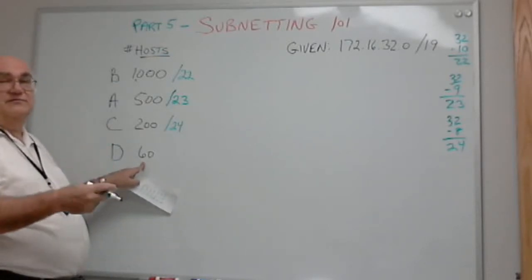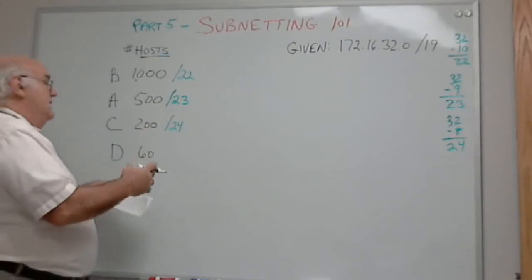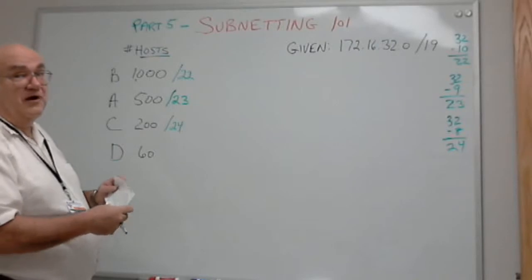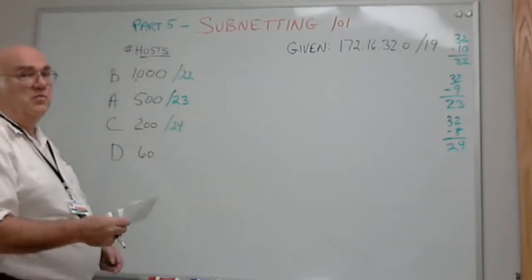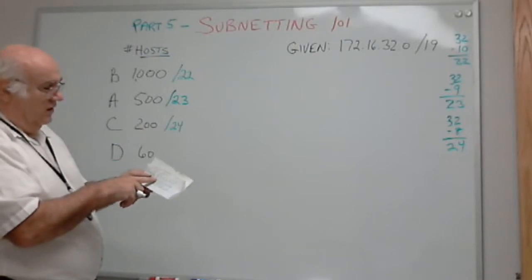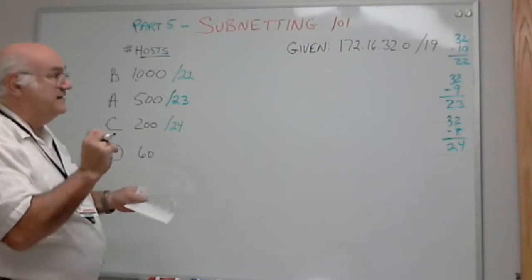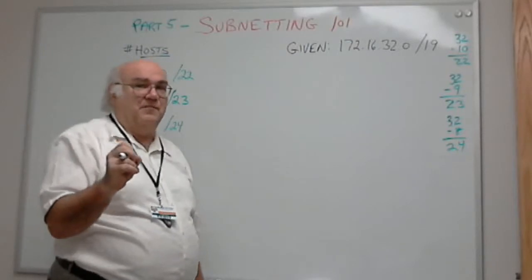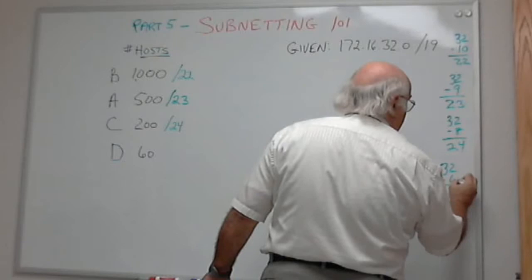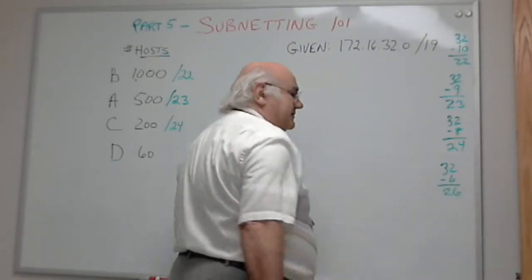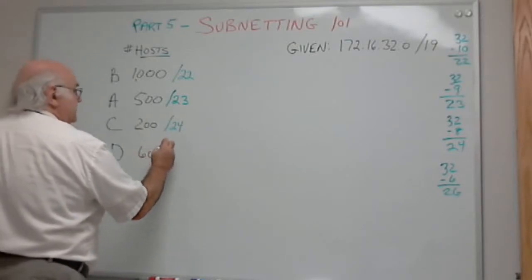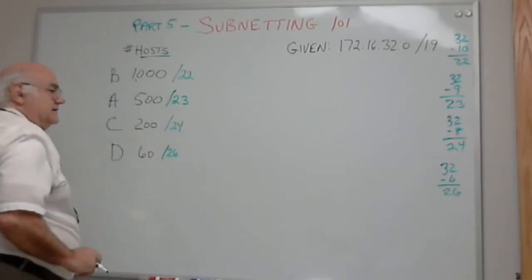People will, on tests and on certification testing, give you 1 less than the positional value, but you've got to subtract 2, so you've always got to go up 1 more positional value. In this case, we're okay. So 64 is 2 to the 6th power, so I have 6 bits for my hosts. So I'm going to have 32 minus 6. I'm going to have 26 left over for my network. 26 bits for my prefix, /26. Okay?